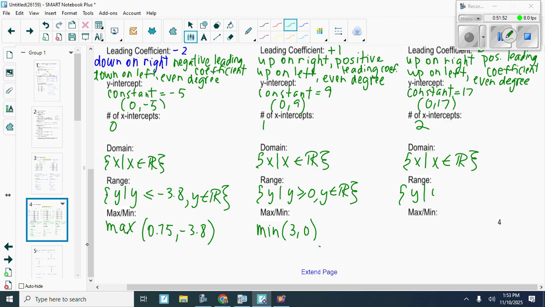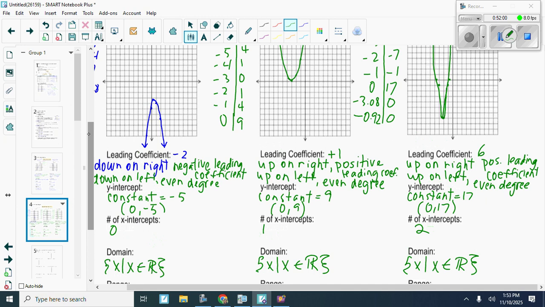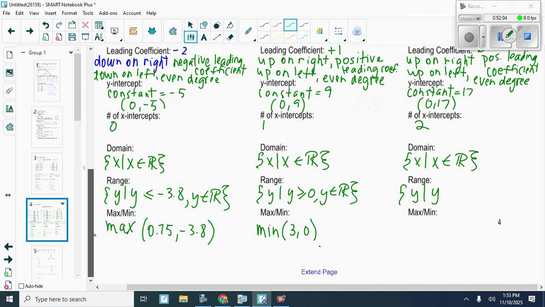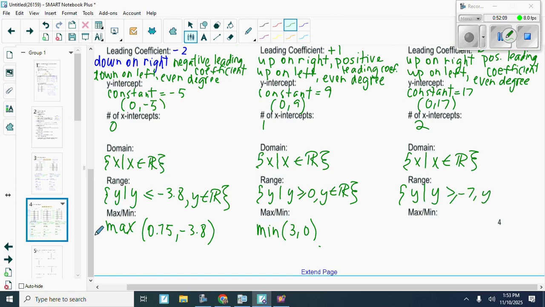Our range is such that we need to have our vertex. So we have to go back up here, and we found out that our vertex was at 0, -7. So our range has to be greater than or equal to -7. We had a min value at -7, so the min will help you to set your range.